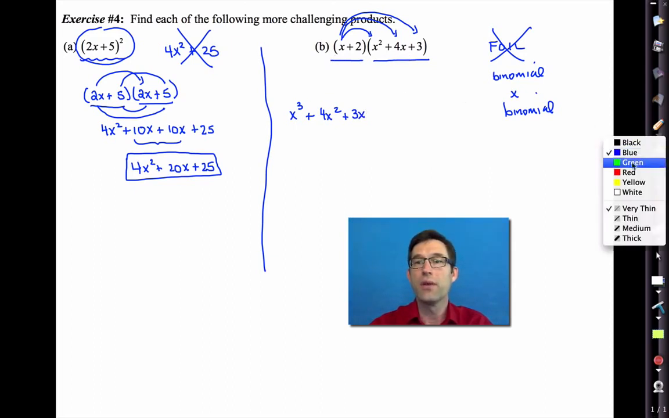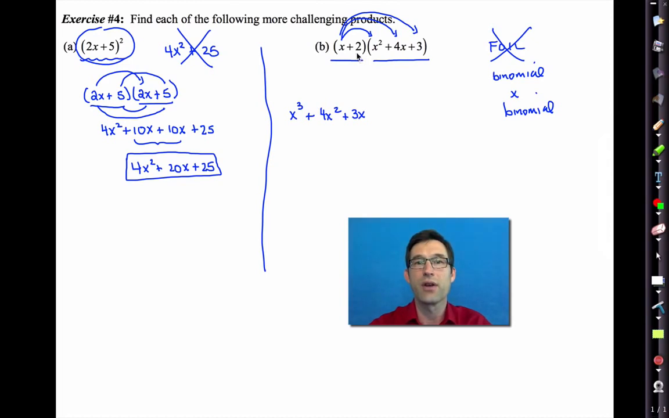Now what I'm going to do, and let me do it in red just so that we have a different color, now I'm going to multiply everything by 2. So we'll have 2x squared. Then 2 times 4x will be 8x. And then 2 times 3 will be positive 6.